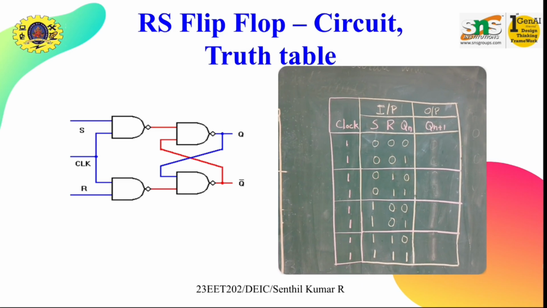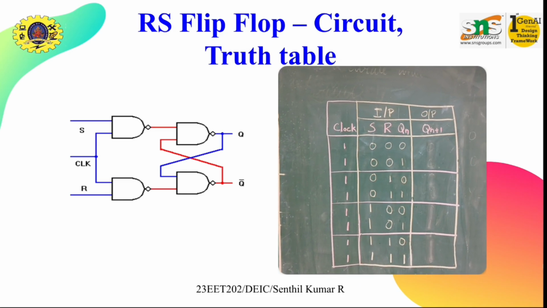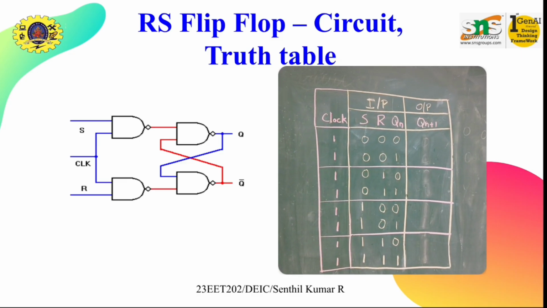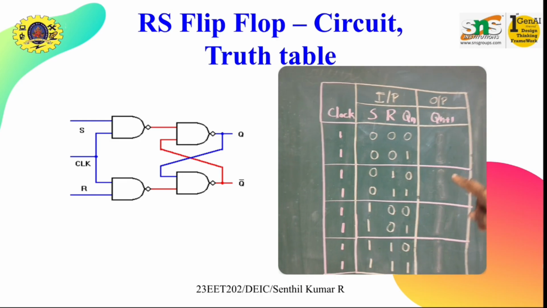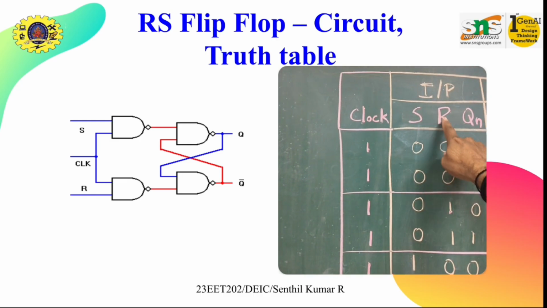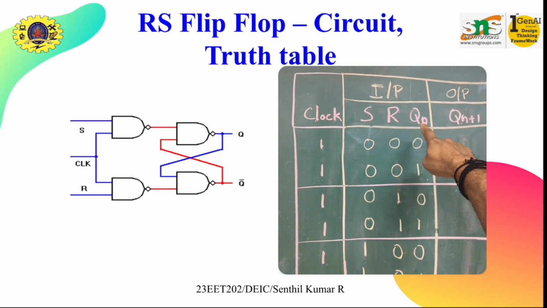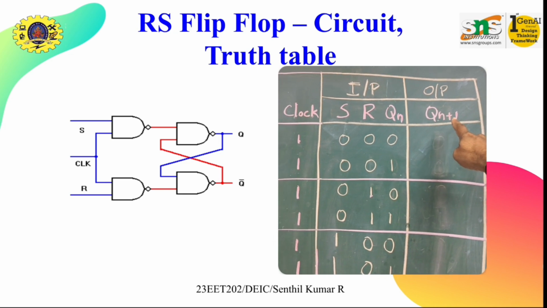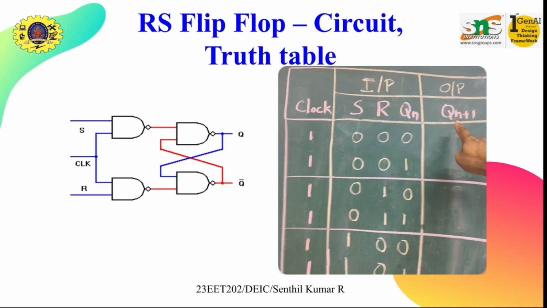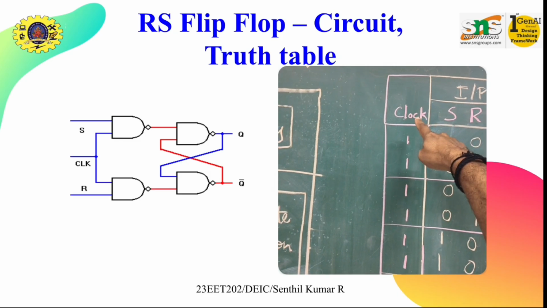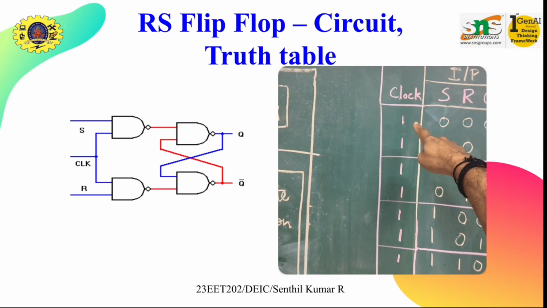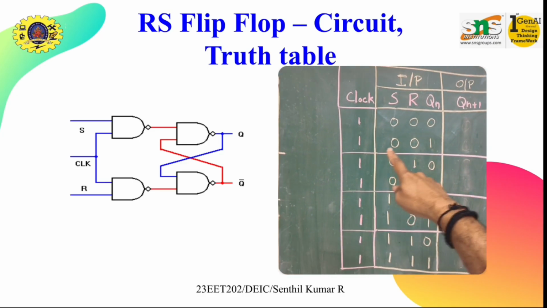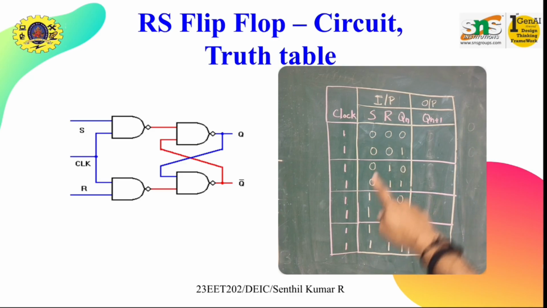This is the truth table of the RS flip-flop. Another name for this truth table is the state table. Why is it called a state table? Because R and S are the inputs, and Qn also comes into the picture, which is your present state, and Qn plus 1 is your actual output. See here, the clock is 0, which means it is disabled. Therefore, for our entire table, I have assumed the clock as 1, so this entire truth table or state table is in enable mode.